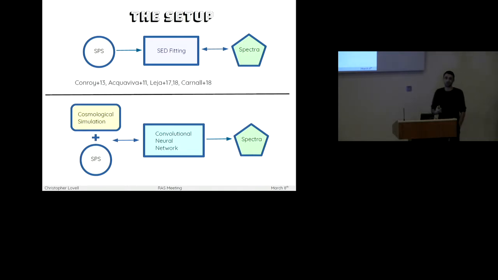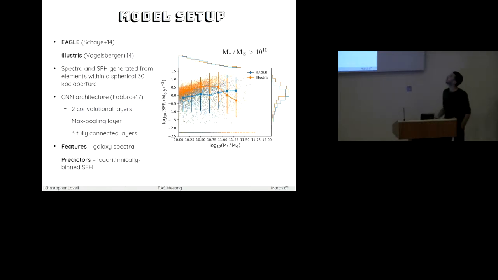So we've decided to choose a new approach that uses, funnily enough, machine learning to combine these SPS models with cosmological simulations where we know the true star formation history, and then train a convolutional neural network to learn that relationship between the modeled spectra and the star formation history, and then apply that to observations. So this is a different approach. It has perhaps slightly different biases to traditional SED fitting.